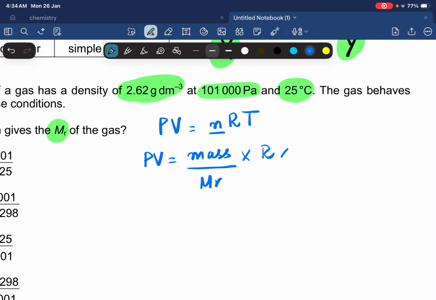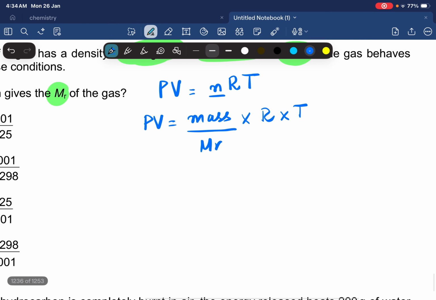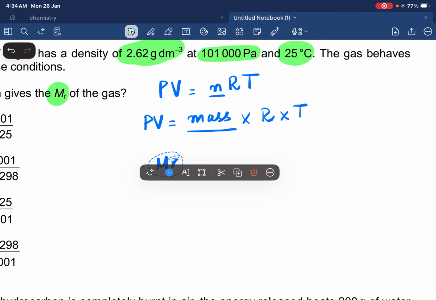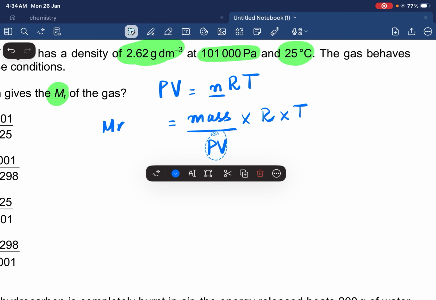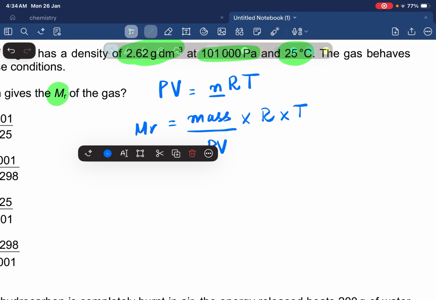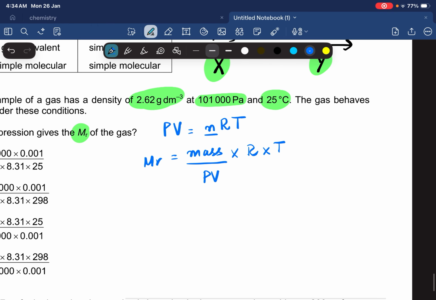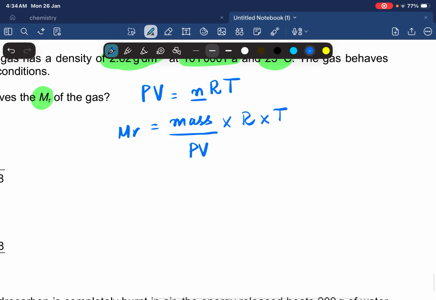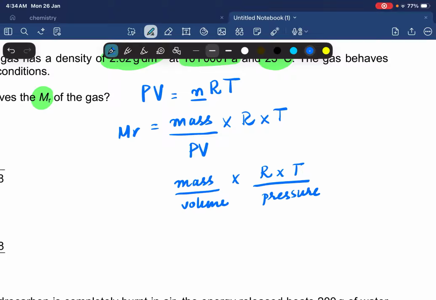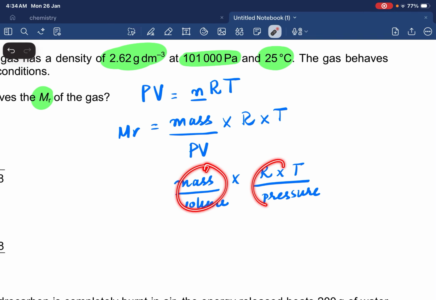times R times T. Now you have to make MR your subject, because we have to calculate out the MR. So PV comes down here. Now you know one thing, that mass upon volume, times R times T upon your pressure, you can write it like this as well. That's the same thing, okay? I've just written it in a different way, but that's the same expression that I've written over here.